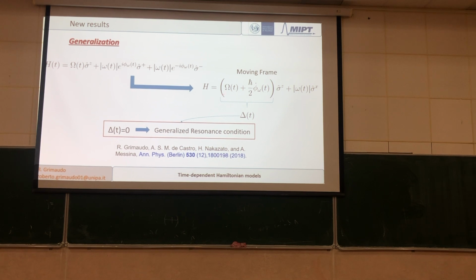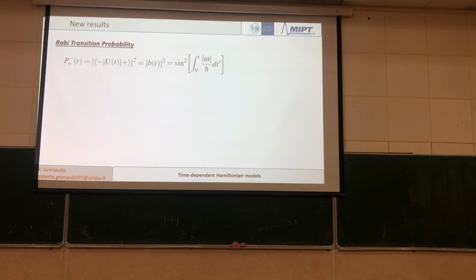It's important. Why? Because if this term is 0, of course, we don't have this term. We have only this, but this is a very simple Hamiltonian. We can solve exactly the problem, and so we can write the new Rabi transition probability. We see that we have amplitude 1 because we are in resonance condition, so we are in the case in which the system makes a full transition between the two levels. But this time, of course, we do not have a constant frequency, but the argument of the sine depends on the integral of the modulus of the transverse field, small omega.